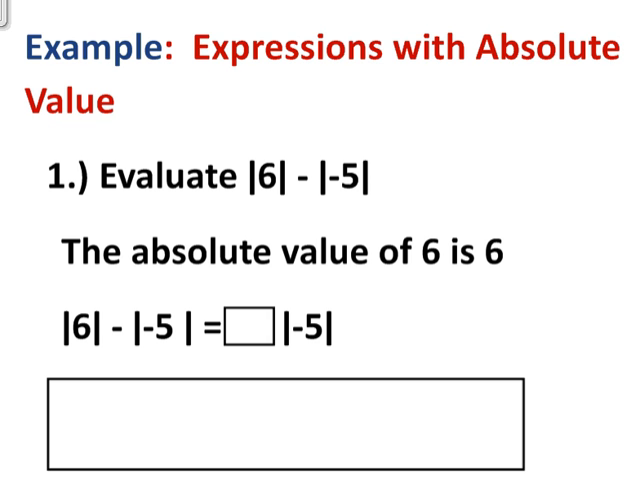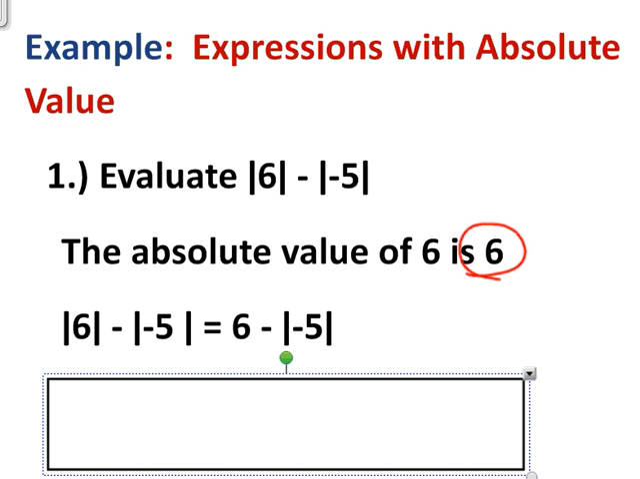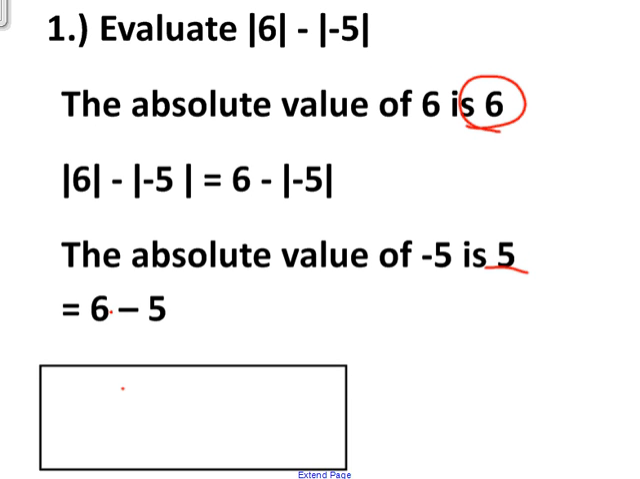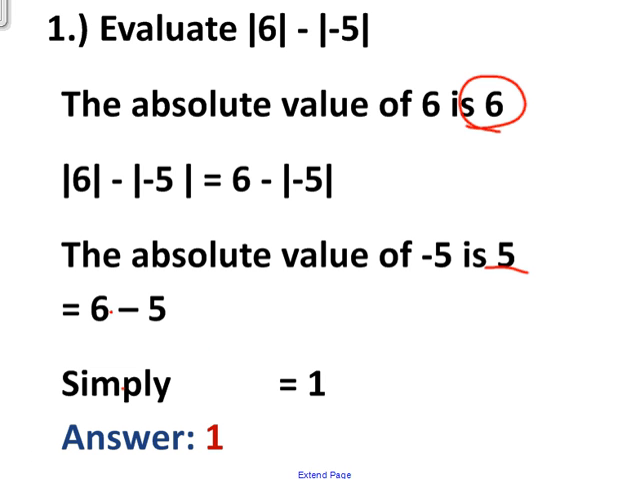Evaluate the expression: the absolute value of 6 minus the absolute value of negative 5. The absolute value of 6 is 6. The absolute value of negative 5 is 5. It's 5 units from 0. So 6 minus 5 is 1. The answer is 1.